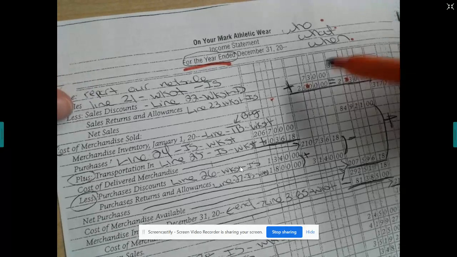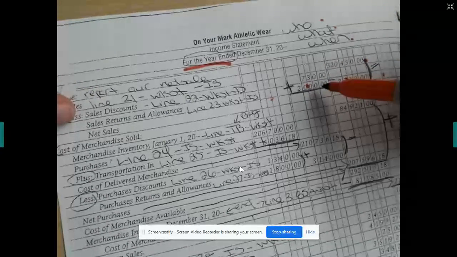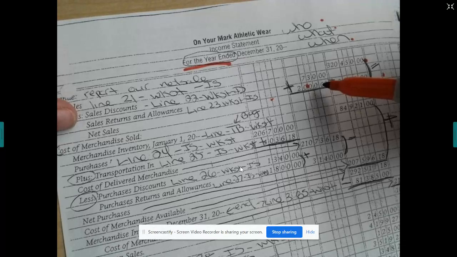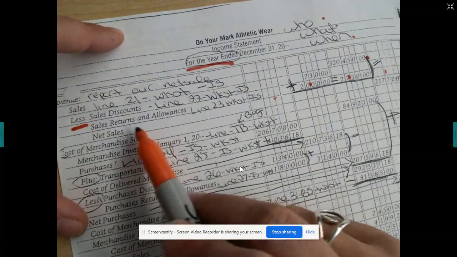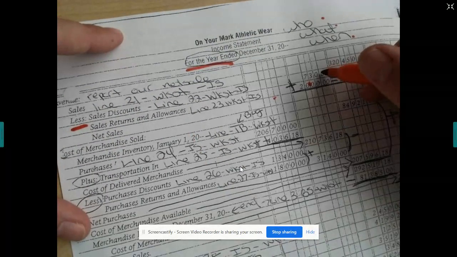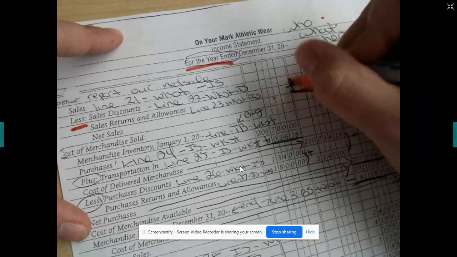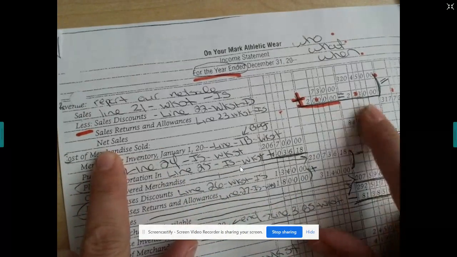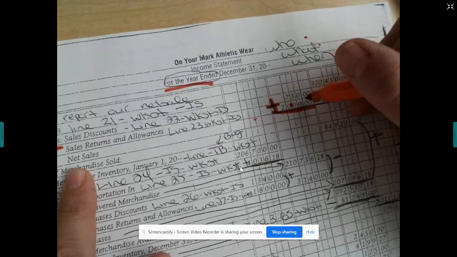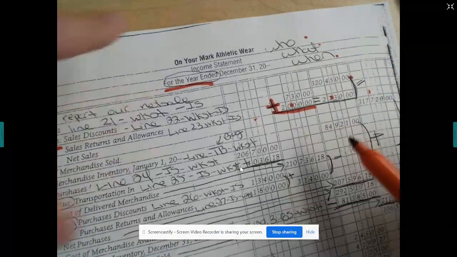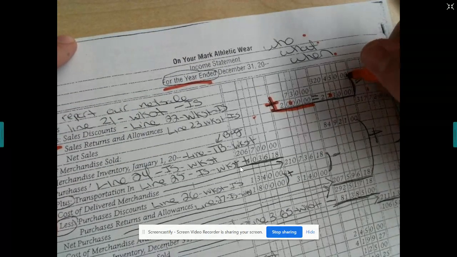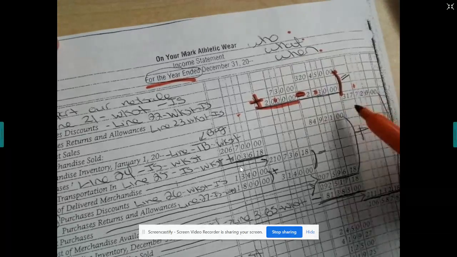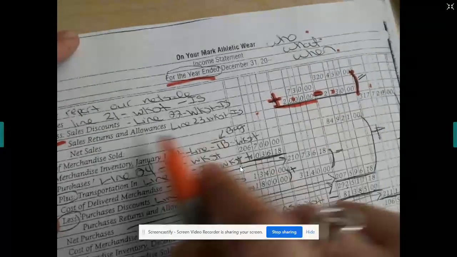When we have sales, we offer discounts to our customers, and customers return things. So we have to take that in because it's going to bring down our sales. So we do less sales discounts, sales returns, and allowances. We put that off of line 22 on the worksheet and line 23 on the worksheet, and we draw a line and add them together. This will now get us our true net sales. So when we take the discount and the returns and allowances, that number goes right here. Then we take these two and subtract, and this gets us our true net sales.